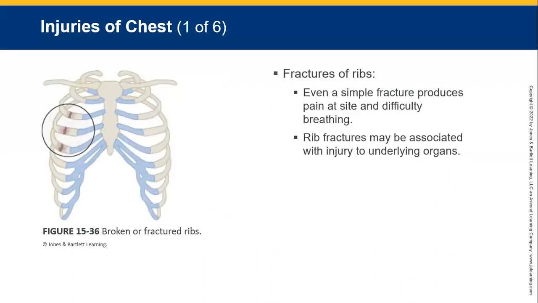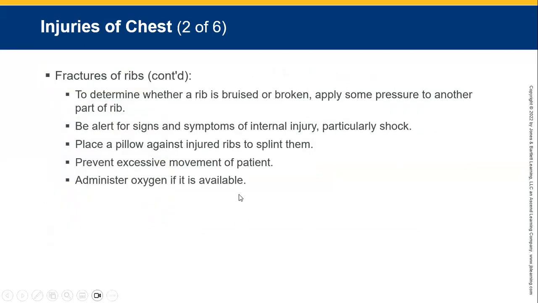Chest injuries or rib fractures. Even a simple rib fracture produces pain. Difficulty breathing, sneezing, coughing, anything like that is impossible. Pain is intense. Rib fractures may also be associated with underlying injuries to organs, lung contusions, punctured lungs, things like that. Determine whether the ribs are bruised or broken. Apply some pressure to another part of the rib and see if it's also painful there.